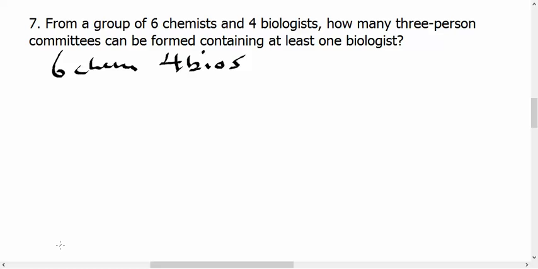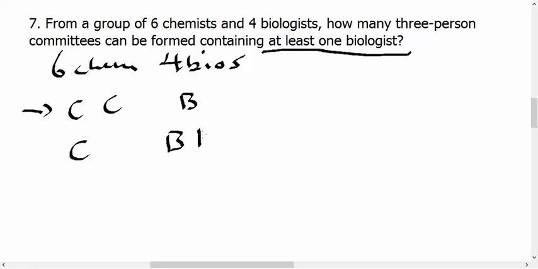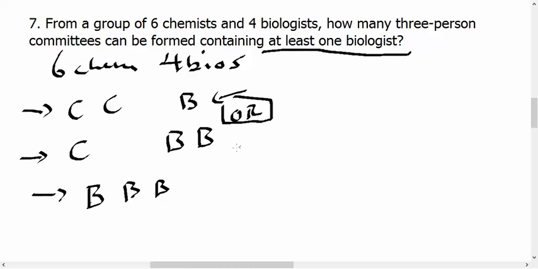In each of the previous problems, we've known exactly how many people were going to be in one and exactly how many people were going to be in the other. Well, we don't quite have that situation here. But we do know that we need at least 1 biologist. So let's think of our options. If we have at least 1 biologist, we could have 2 chemists and 1 biologist. That's one possibility. Or we have 1 chemist and 2 biologists. That's another possibility. Or, finally, we can have 3 biologists. So those are 3 different possibilities.